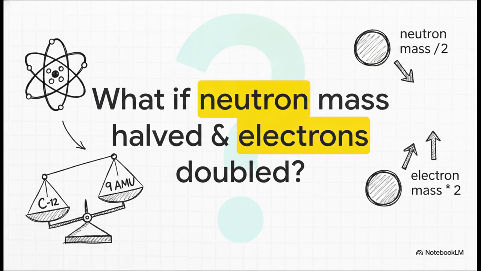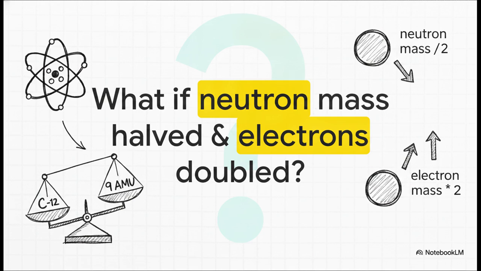Okay, before we wrap up today, I want to leave you with a really provocative thought experiment that completely turns everything we just learned upside down. Think about this. How much would carbon-12 weigh if we suddenly change the fundamental mass of the particles inside it? Let's say the neutron mass magically halved. Those 6 neutrons in carbon would only contribute 3 units of mass now. The 6 protons still contribute 6.